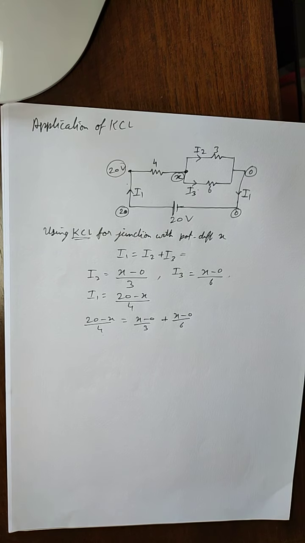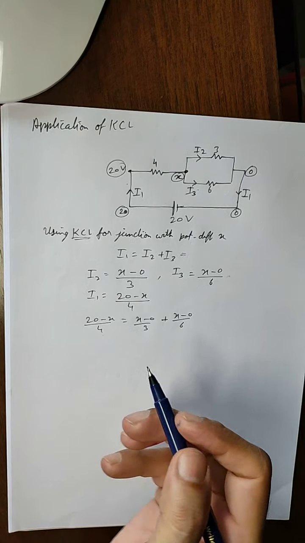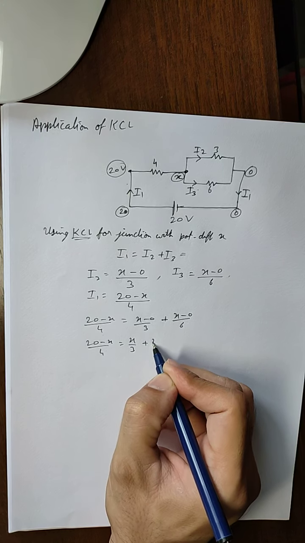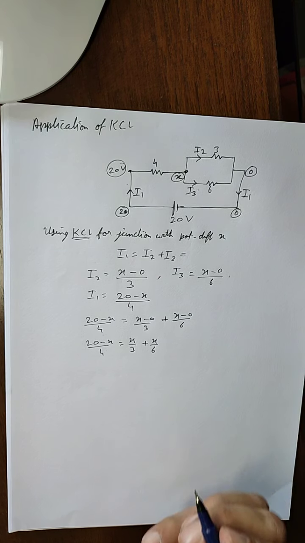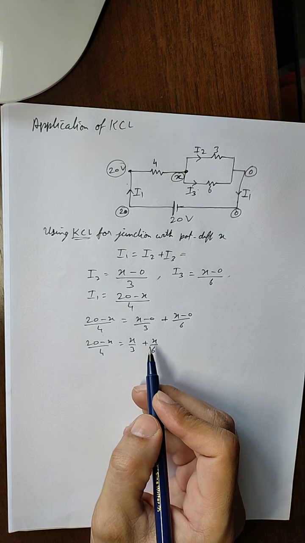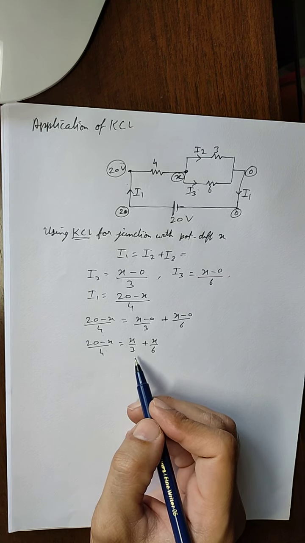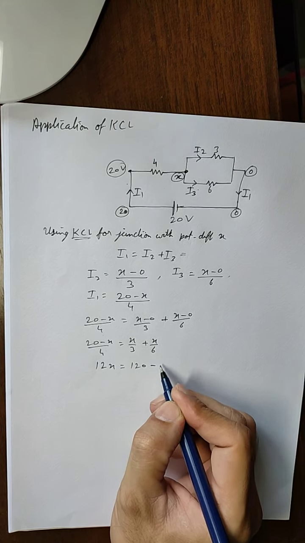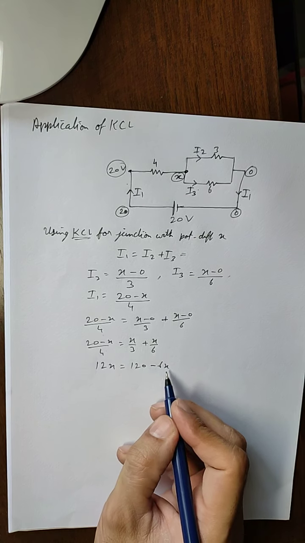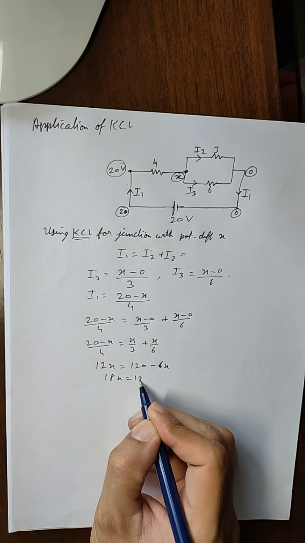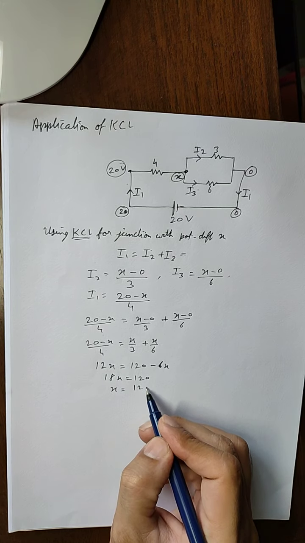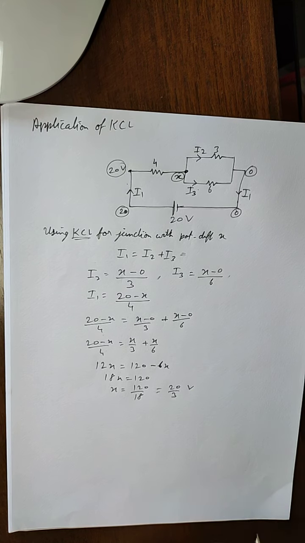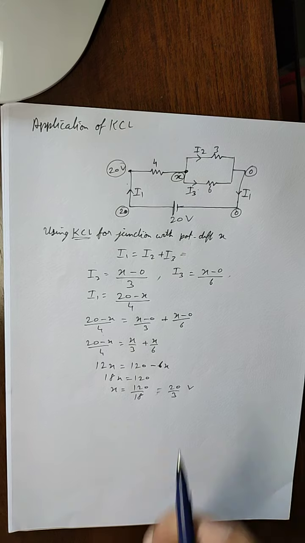Now if we solve this equation for X, it will be (20 minus X) upon 4 equals X upon 3 plus X upon 6. If we cross multiply, we get the equation 12X equals 120 minus 6X, which gives 18X equals 120. So X will be equal to 120 upon 18, which comes finally as 20 upon 3 volt. So this will be the value of X, the potential at this junction.